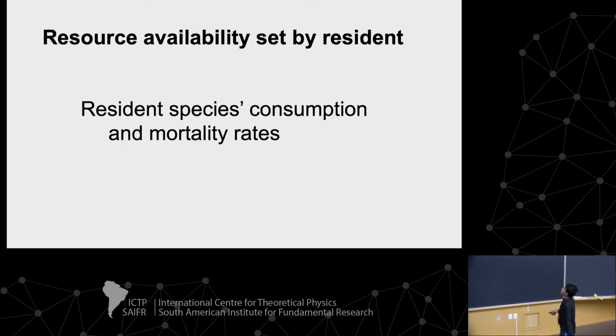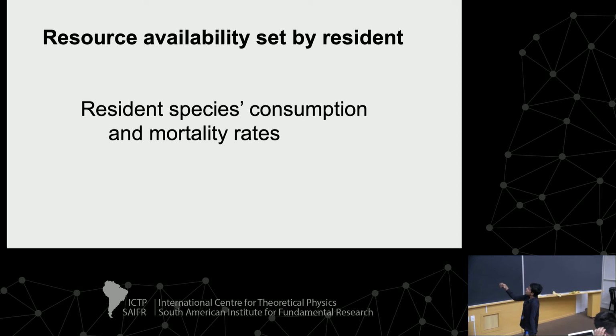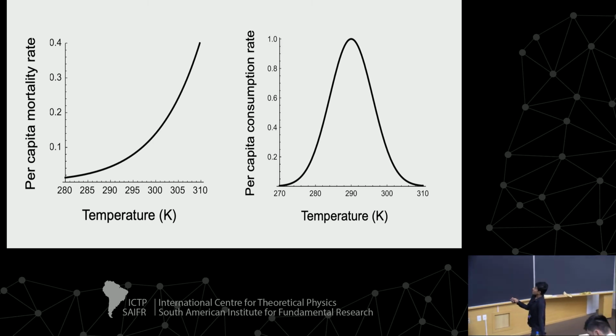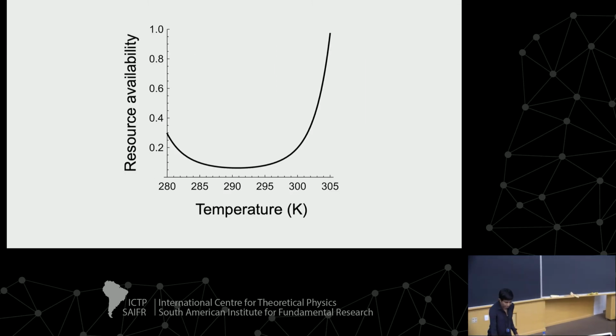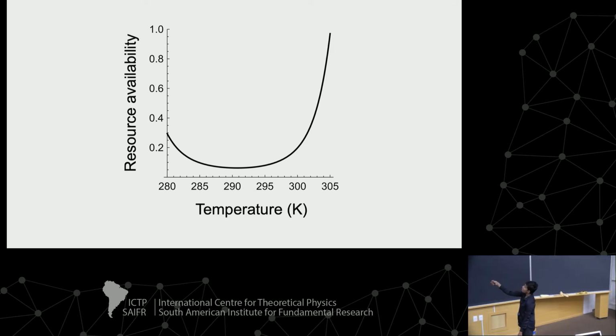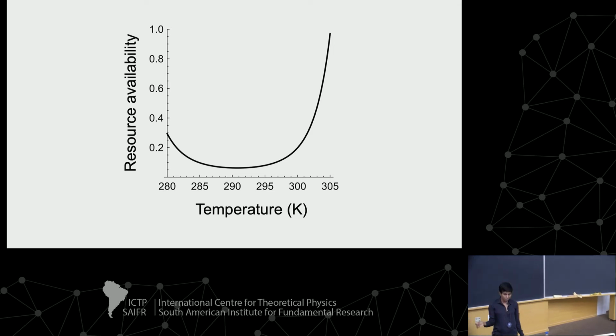So the resource availability set by the resident species is a function of the resident's consumption and mortality rates. We see that the mortality rate is exponential, the consumption rate is a Gaussian, which means that the resource availability set by the resident consumer has a temperature response that's sort of like an inverted J-shaped mirror image of a J, like a sort of cutoff U function. Okay, so that means lower resource availability at lower temperatures, high resource availability at higher temperatures. So that's going to be very important.